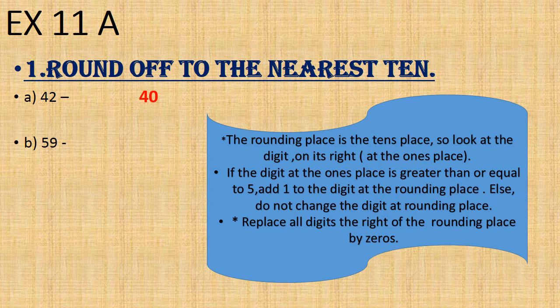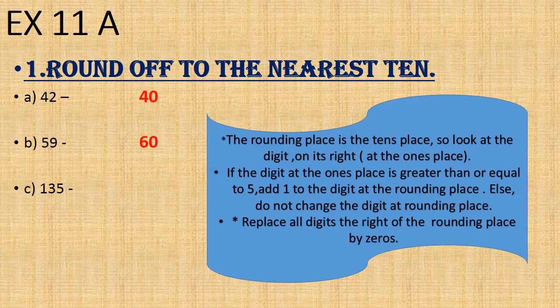Similarly, part B, 59. As we can see, the digit in tens place is 5, and for rounding it off, we will see to its right, it's 9. So 9 is greater than 5. So yes, we will increase the digit in tens place by 1. If we add 1 to 5, it will be 6, and in ones place, it will be 0. So it is rounded off to 60.